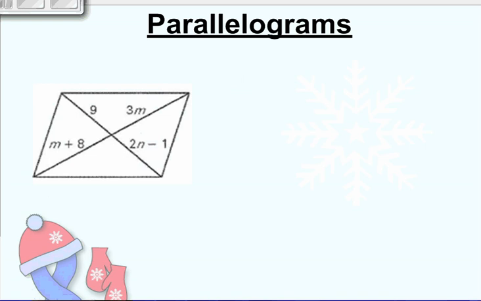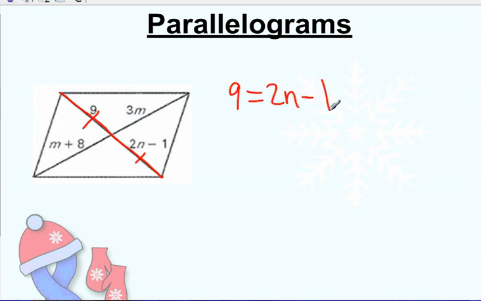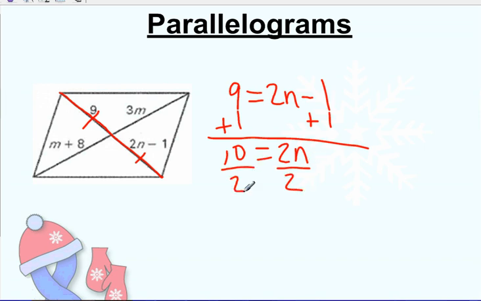Okay, so here we are given a parallelogram, and we need to find the values of m and n. So let's start with n, right? N is on the diagonal that starts in the top left corner and goes down to the right. So those pieces are going to be congruent to one another. So I'm going to set them equal. So 9 equals 2n minus 1. And I'm going to solve for n. So plus 1 on both sides. I'm going to get 10 equals 2n. And then I'm going to divide by 2. So n equals 5. So I've solved for n.